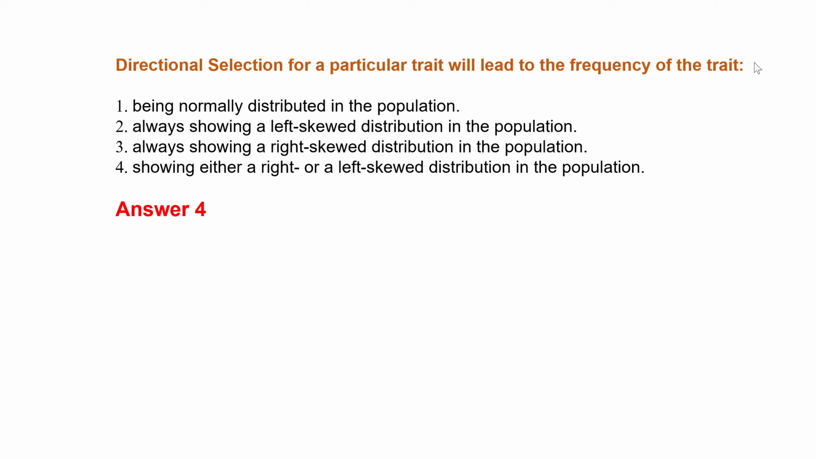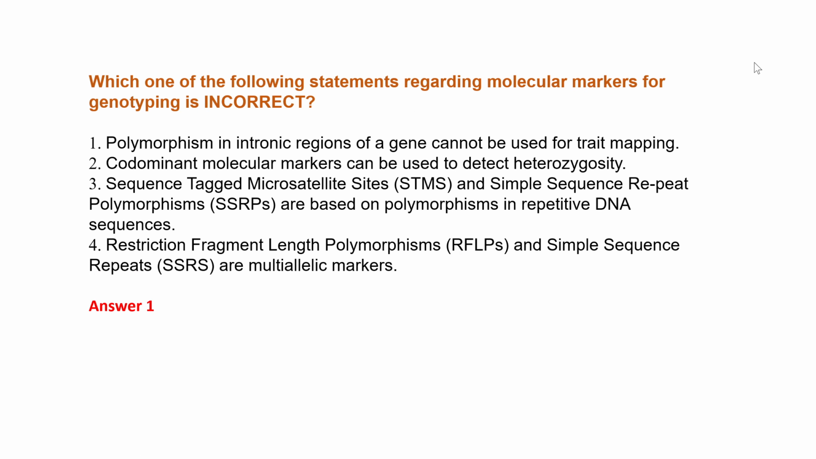Directional selection for a particular trait will lead to the frequency: option 1, being normally distributed in the population; option 2, always showing a left skewed distribution in the population; option 3, always showing a right skewed distribution in the population; option 4, showing either a right or a left skewed distribution in the population. Right answer is option 4. Directional selection for a particular trait will lead to the frequency showing either a right or a left skewed distribution in the population. Moving to the next.